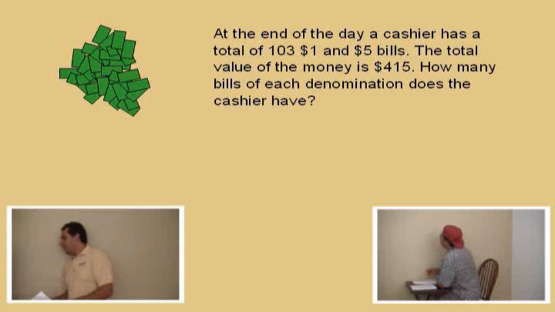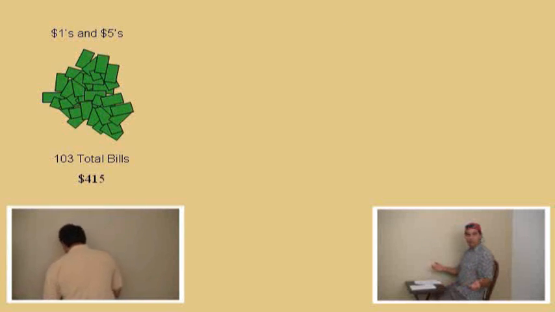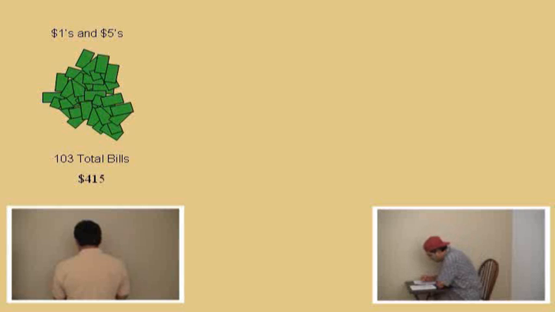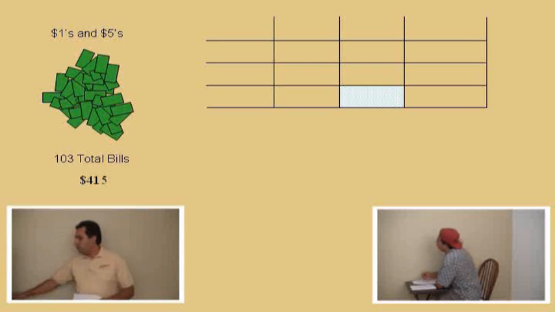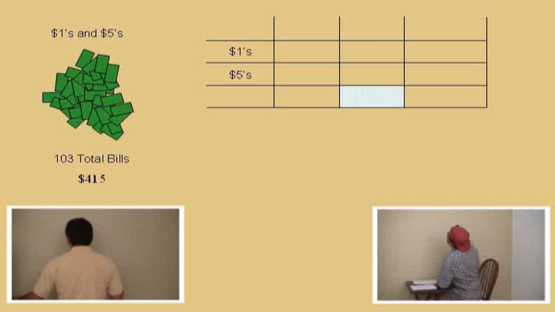Okay, so let's go on here, and don't be laughing at my pictures either. Okay. Here we go. We have ones and fives, and we have 103 total bills, and the total bill value is $415. Now, we're going to go ahead and construct a table. Okay, there's our table there. Now, we got to fill out the table. So, on our column here, what kind of bills do we have, Charlie? Ones and fives. Ones and fives, so we'll go ahead and list that, and that gives us our total.